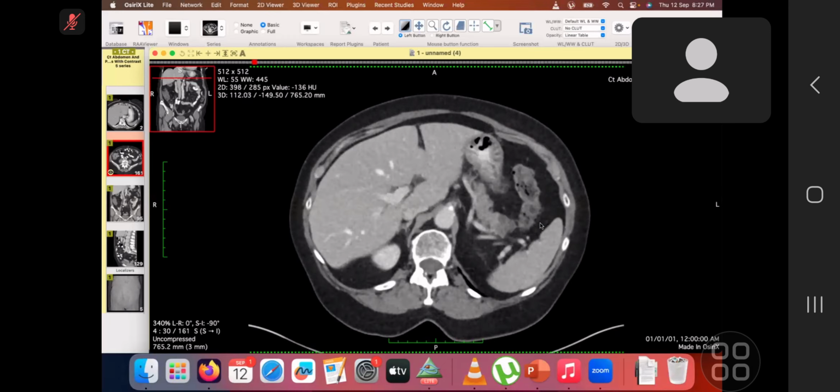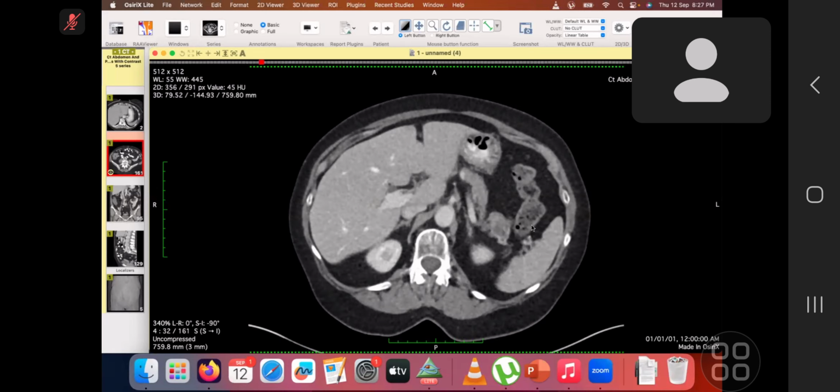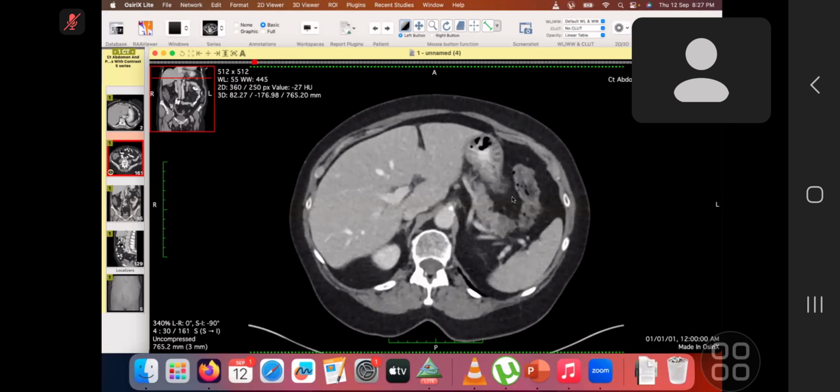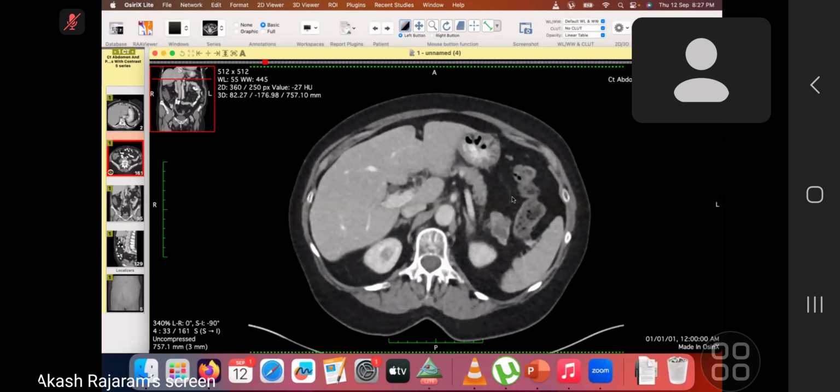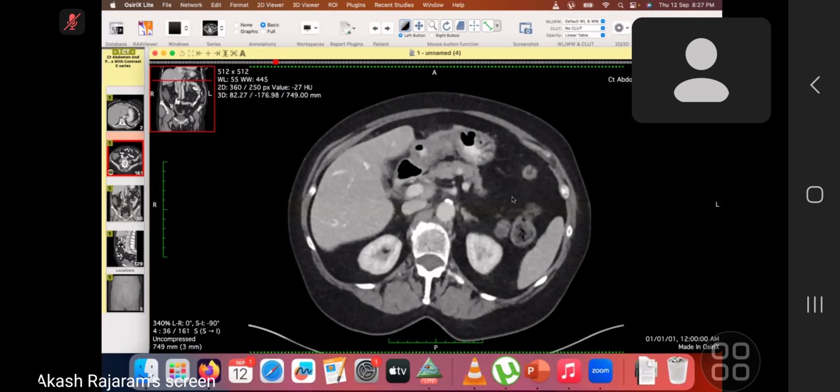My differential diagnosis would be adenocarcinoma. So I will convey my finding to the physician and ask for a CT guided biopsy from the mass, also for MDT discussion for the surgical excision and chemotherapy.